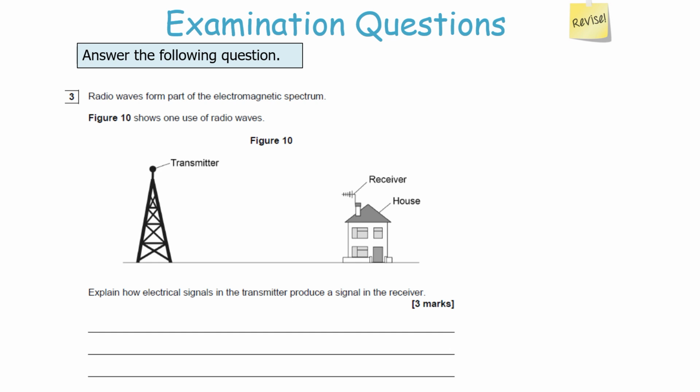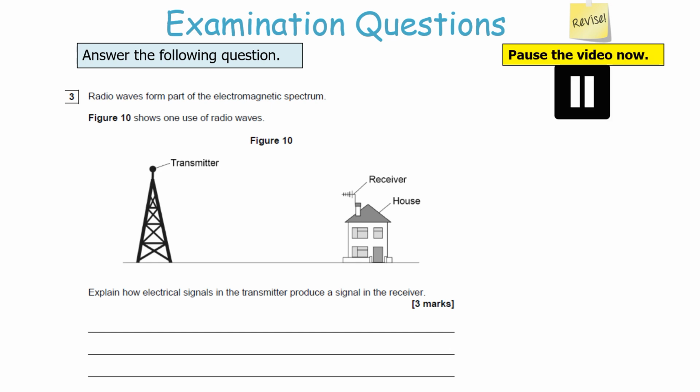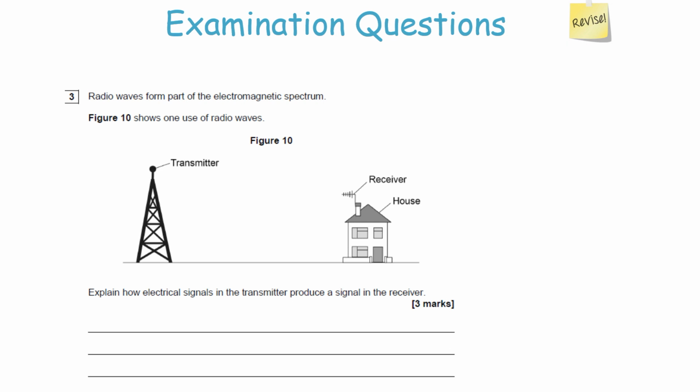The next question says radio waves form part of the electromagnetic spectrum. Figure 10 shows one use of radio waves. Explain how electrical signals in the transmitter produces a signal in the receiver. So pause the video now, then unpause the video when you want to go through your answer. Right, you've got to be aware of how a transmitter can produce radio waves and how a receiver can receive radio waves. So how does the transmitter work?